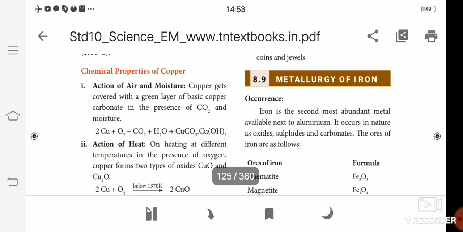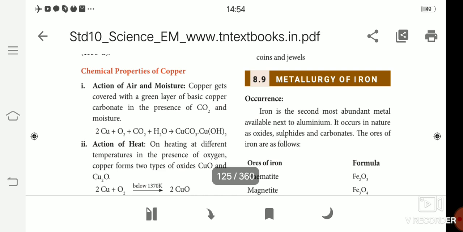The air has oxygen, carbon dioxide and nitrogen. So copper reacts with oxygen, carbon dioxide and H2O, water, to give the product copper carbonate. The copper carbonate formula is CuCO3, then Cu(OH)2.